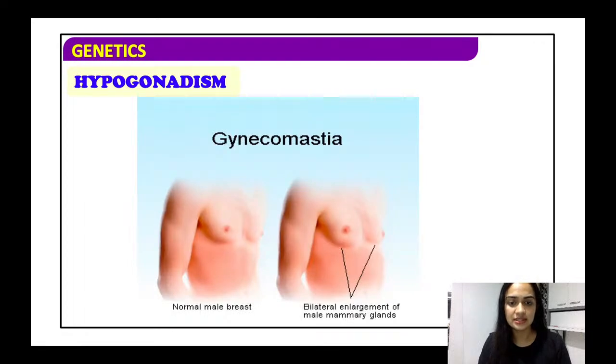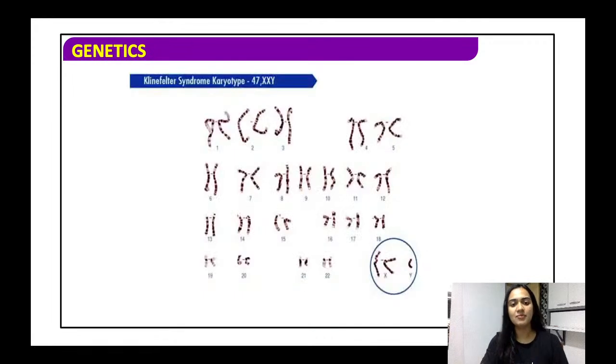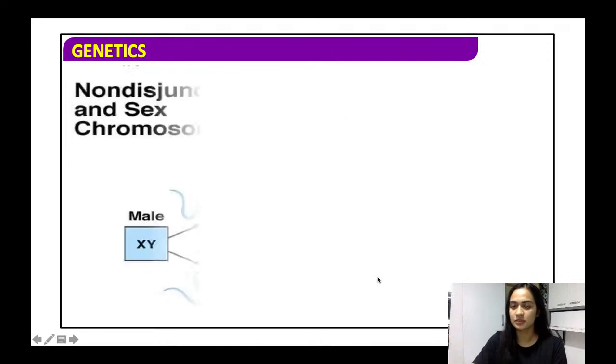Hypogonadism. So see, this is the gynecomastia. There is an enlargement of the male mammary glands. So this is how a karyotype of a Klinefelter syndrome looks like. 47XXY. All right. So we have two X here.